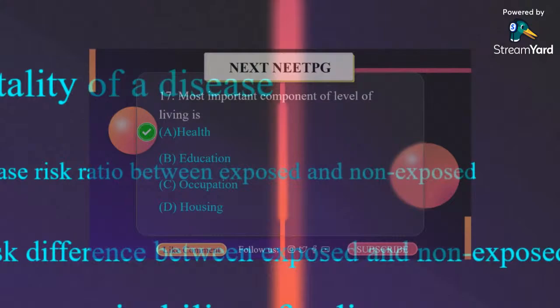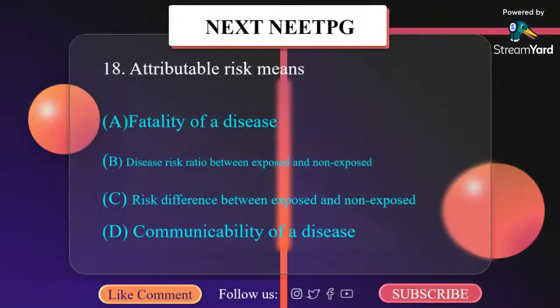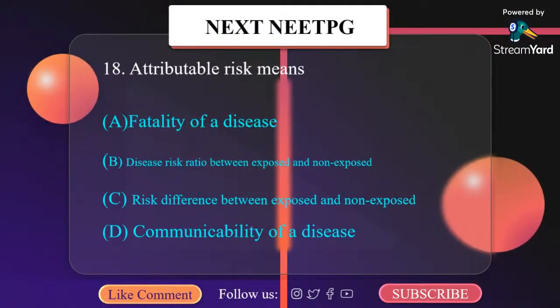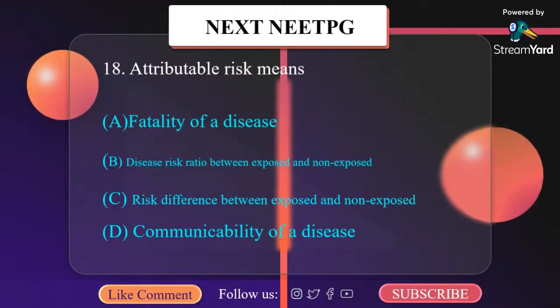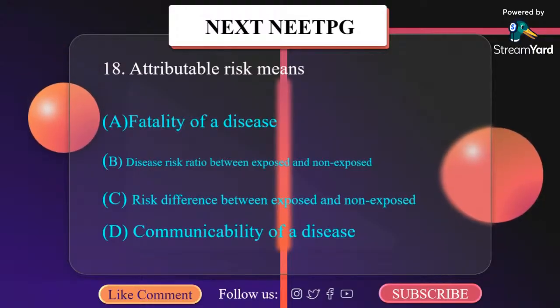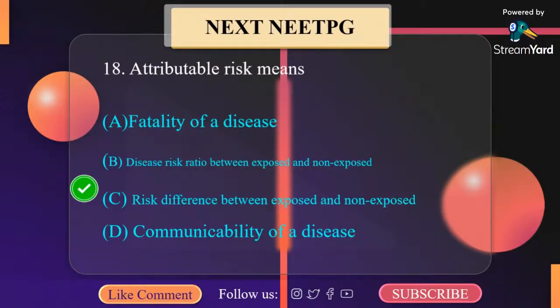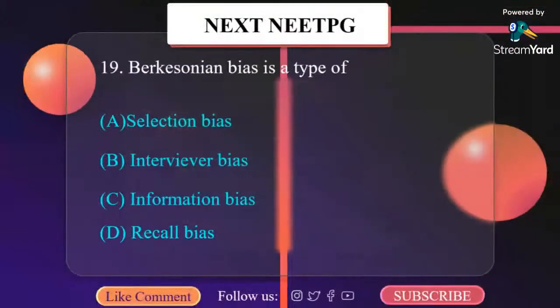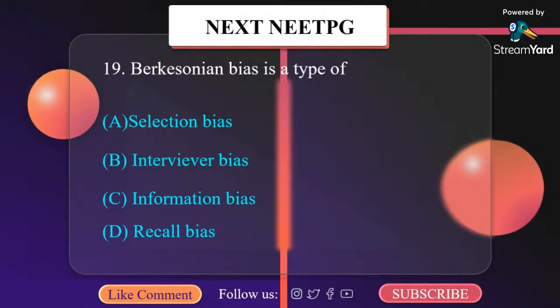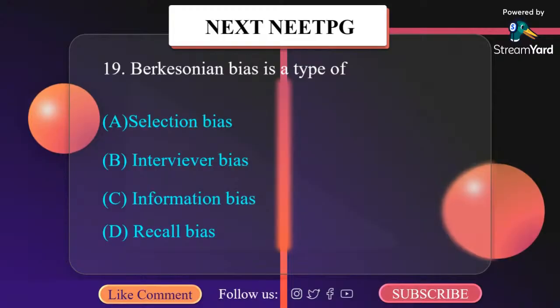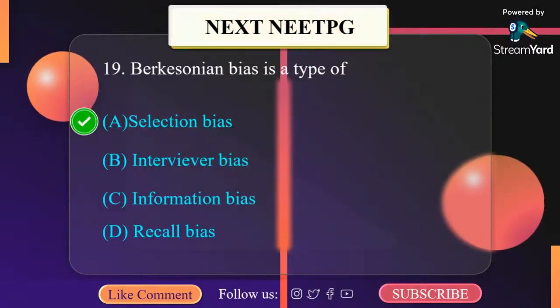Attributable risk means A. Fatality of disease, B. Disease risk ratio between exposed and non-exposed, C. Risk difference between exposed and non-exposed, D. Communicable. It is risk difference between exposed and non-exposed. Berksonian bias is a type of A. Selection bias, B. Interviewer bias, C. Information bias, D. Recall bias. Selection bias.